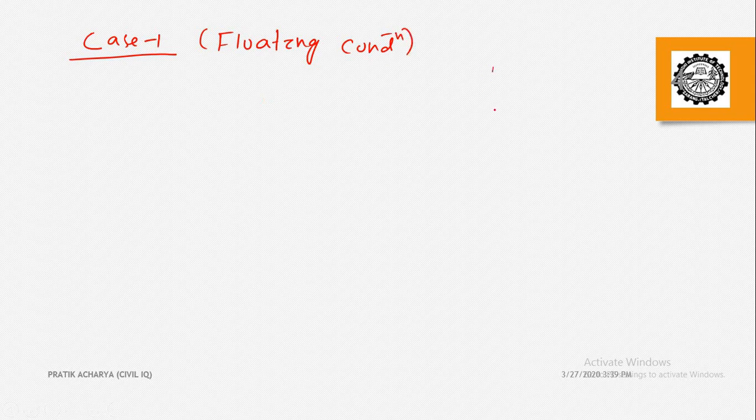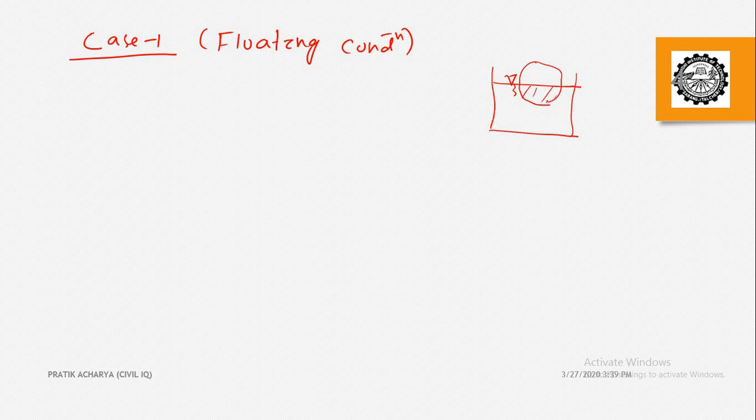Suppose in the floating condition, this is a container. Floating condition means some part of the body is under the water, under the liquid, and some part of the body is above the liquid. Okay, that is called floating. So some part of the body is under the liquid, and some part is above the liquid. This is the floating condition.